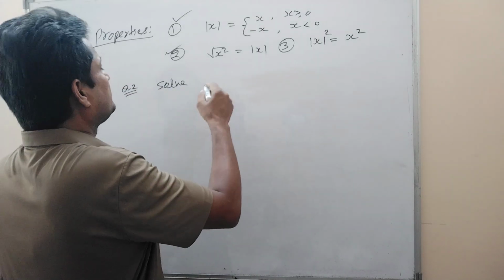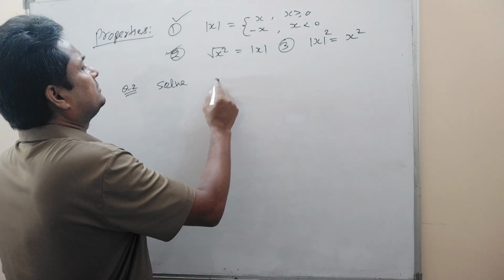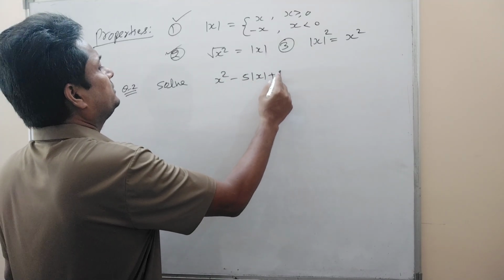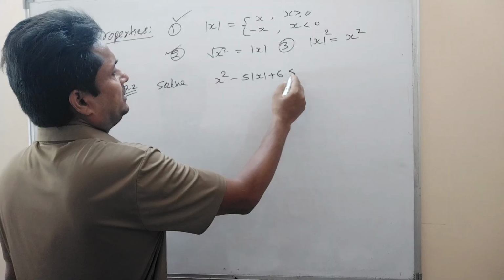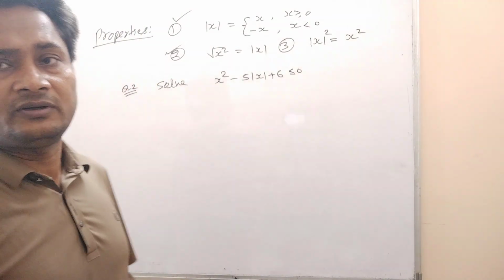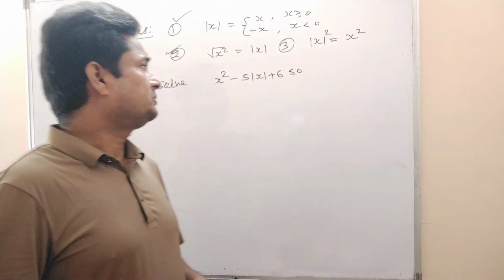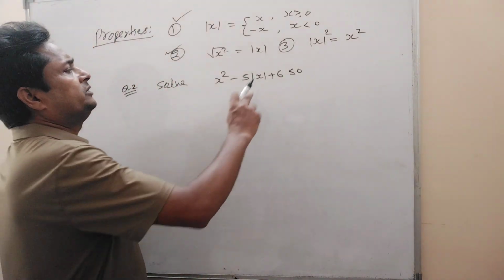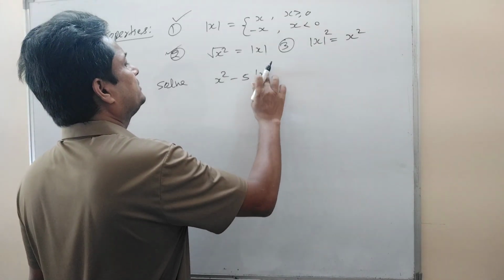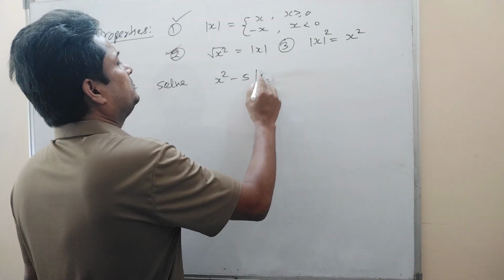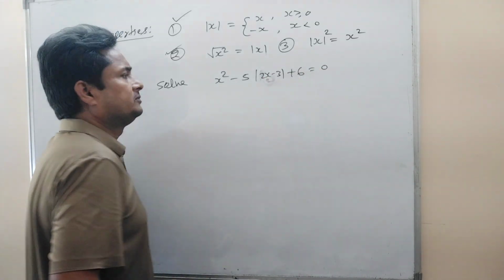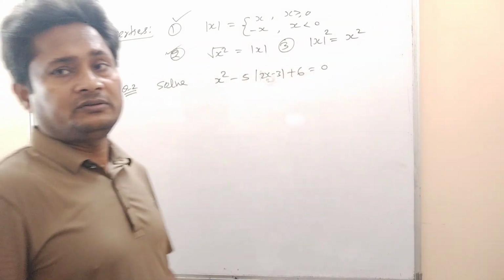Now, x square minus 5|x| plus 6 less than or equal to 0. What will be the solution of this inequality? Then how will you solve this one? Or let's say some change here: x square minus |2x minus 3| plus 6 is equal to 0. Solve this question. Then how will you solve this question?